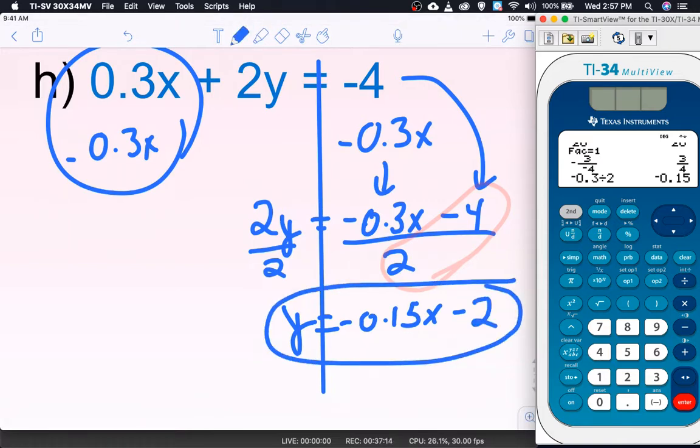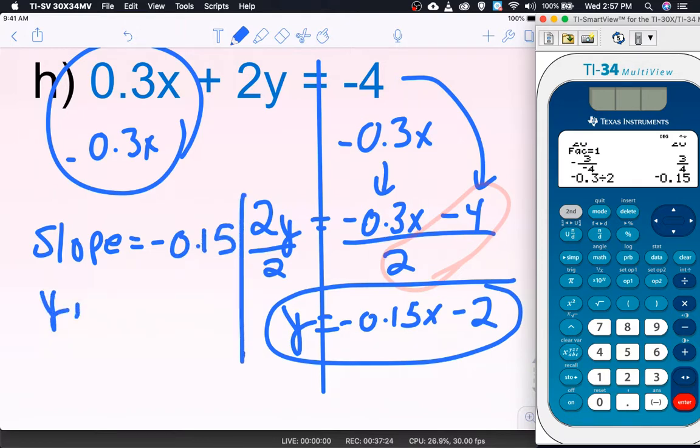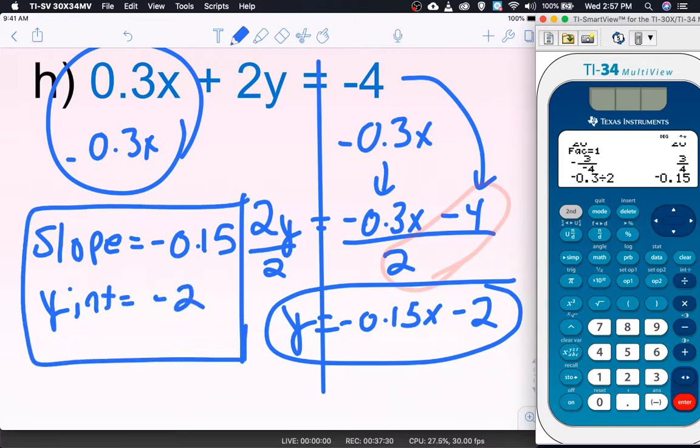So there's the equation. My slope, with an E, slope is -0.15, and my y-intercept is -2. And there we go.